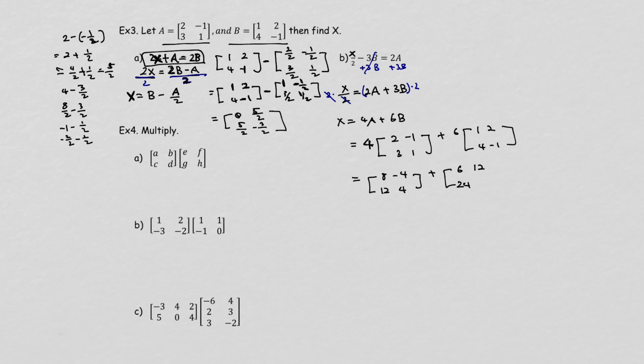6 times negative 1 is negative 6. Let's add. This is the same size matrix, so you should be able to add them. So 8 plus 6 is 14. Negative 4 plus 12 is 8. 12 plus 24 is 36. 4 plus negative 6 is negative 2. So that's how you can solve matrix equations.